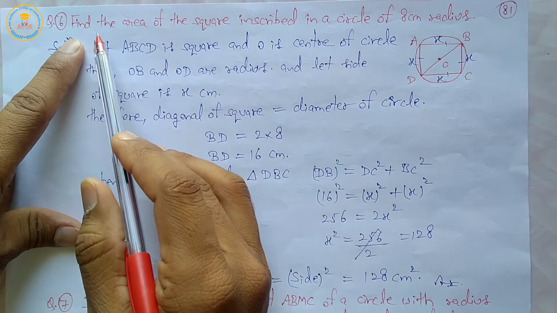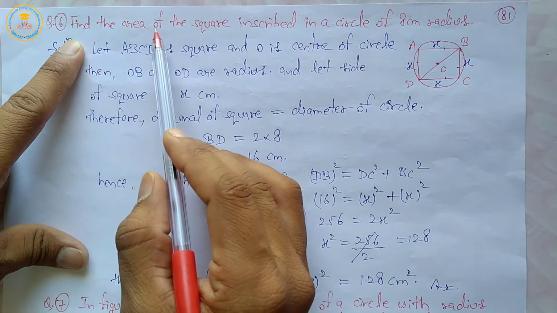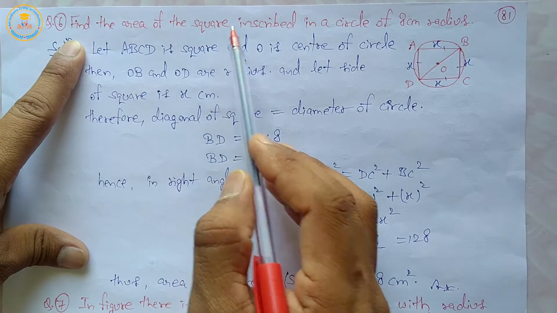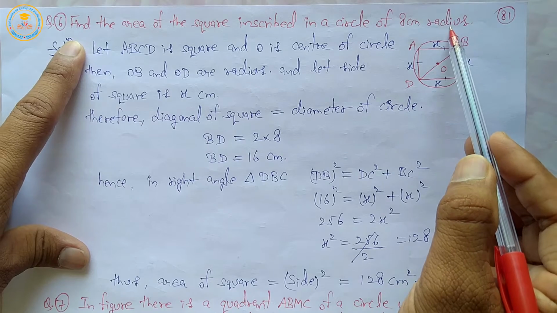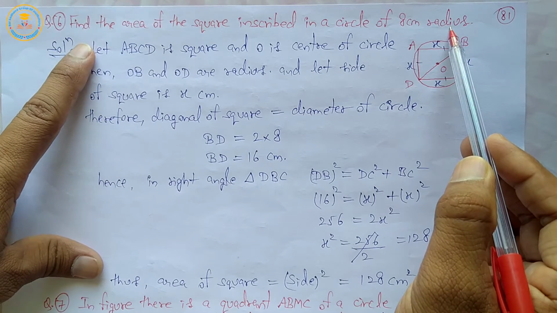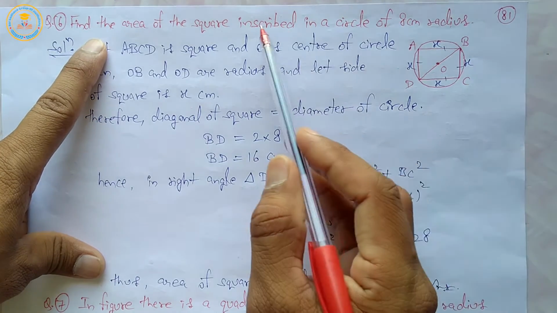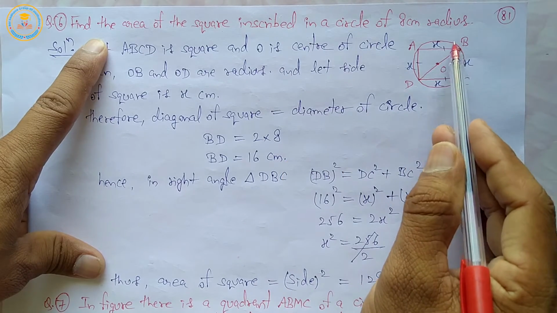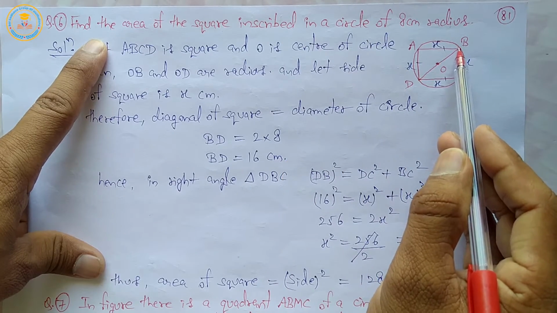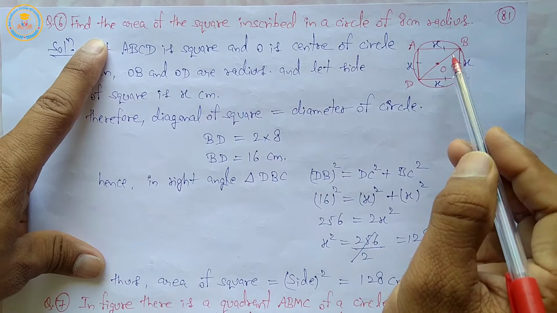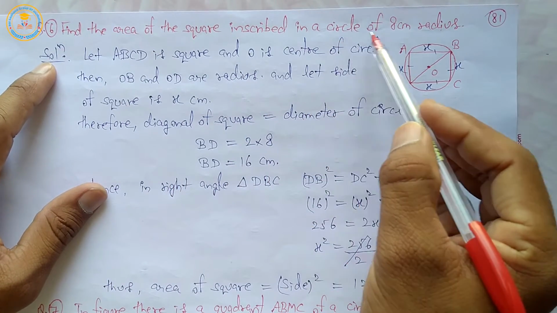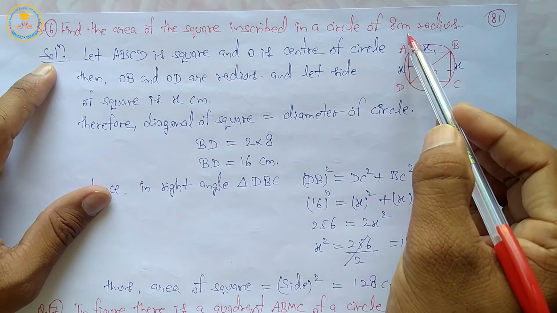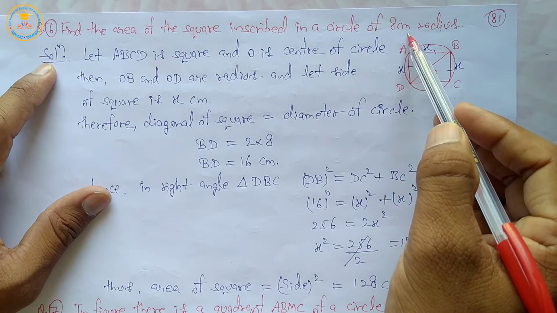Question 6. Find the area of the square inscribed in a circle of 8 centimeter radius. Means a square inside a circle, and the radius of the circle is given as 8 centimeter.